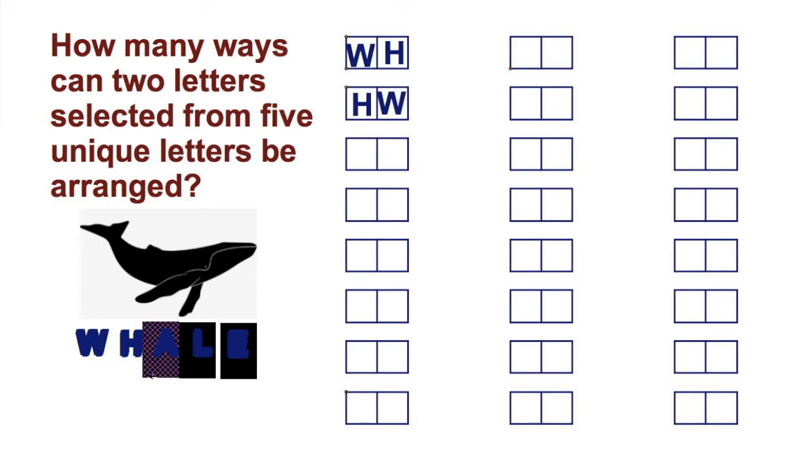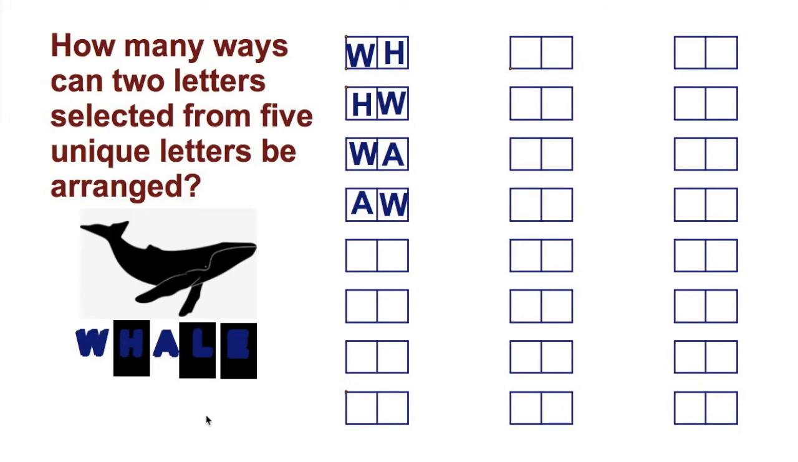Well, I could have picked the W and the A. Well, let's try that. I've got the W and the A, which can also be arranged A, W. I know you're writing these out because I want to see it.